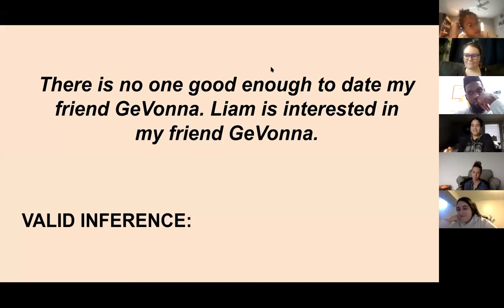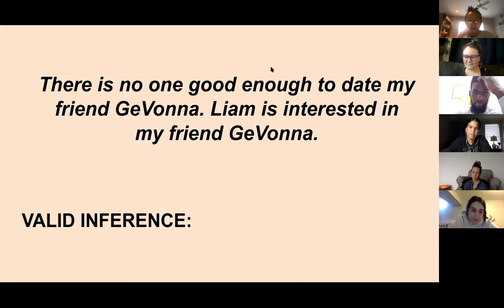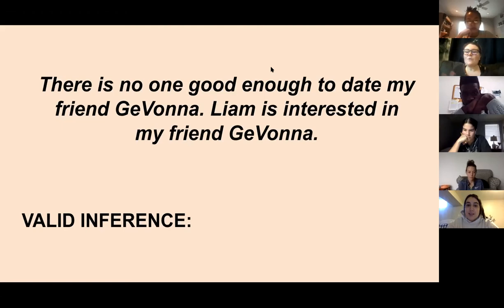So a valid inference would be that Liam isn't good enough to date Giovanna. Excellent. What would be an invalid inference here, Sabrina? Liam can date my friend Giovanna. Oh yes, Leah. Invalid. Yeah, we wouldn't know that.